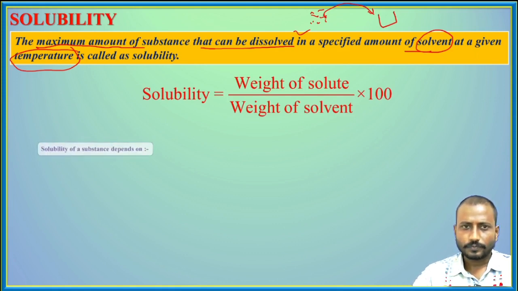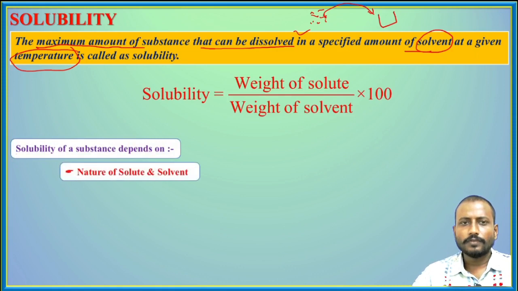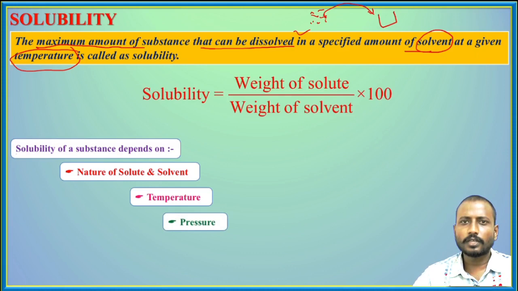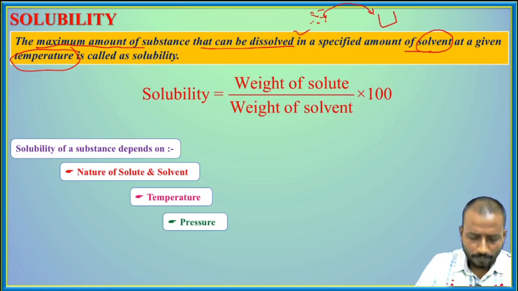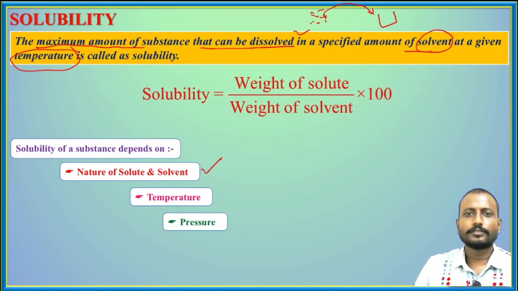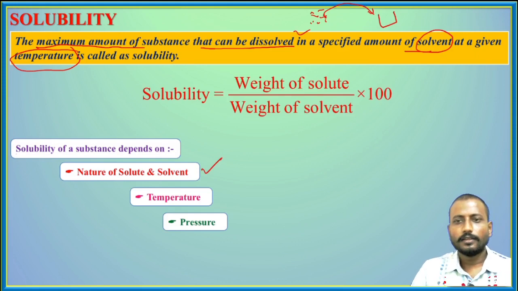Let us see what factors solubility depends on. Solubility is nothing but the dissolving of any substance into another substance. On what factors is this dissolving capacity going to depend? The solubility of a substance depends on the nature of solvent and solute.